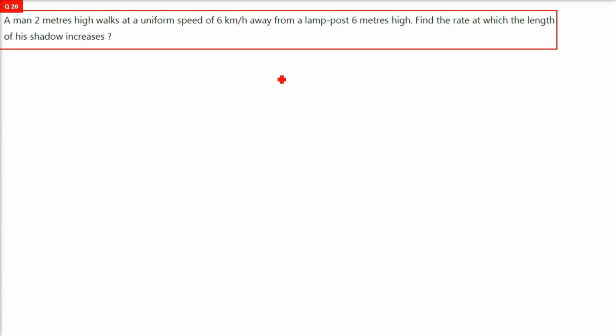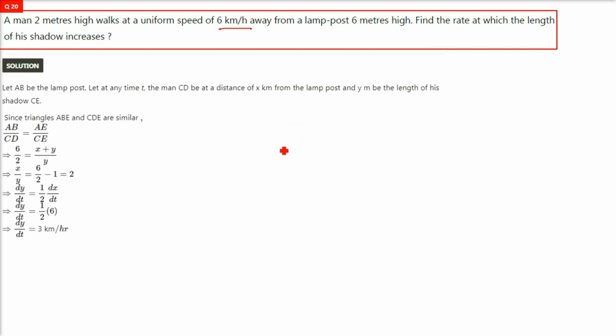A man 2 meter high walks at a uniform speed of 6 km per hour away from the lamppost 6 meter high. Find the rate at which the length of his shadow increases. So this question we have already done. So I'll just give you a hint because 2-3 questions we have already done.